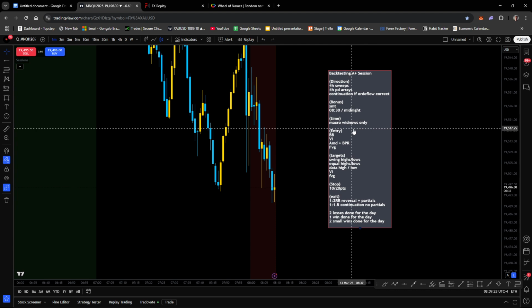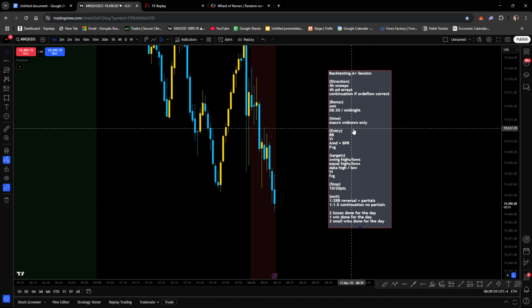The direction is using the previous four hour candle's low and high for sweeps, 4 hour bullish and bearish PD arrays, and taking continuation trades if order flow is correct. So targets is a 1 to 2 for reversals plus partials, a 1 to 1.5 for continuations but no partials. The targets are swing highs, equal highs, data highs, volume imbalances, and of course, fair value gaps. So 1 to 2, we are done for reversals.